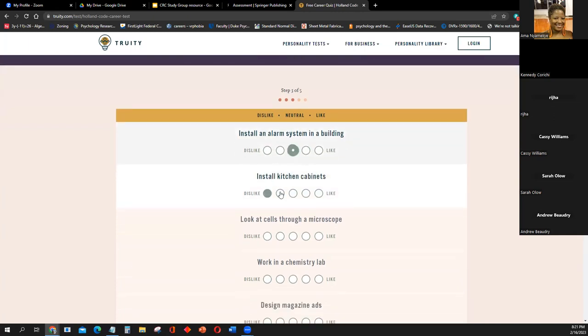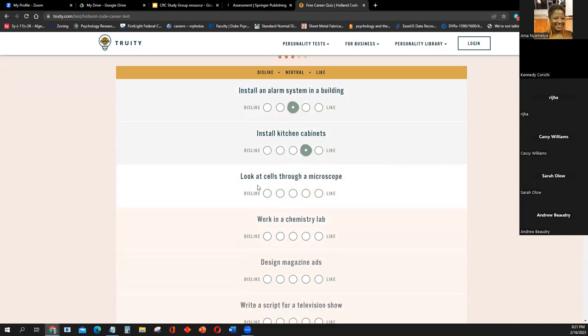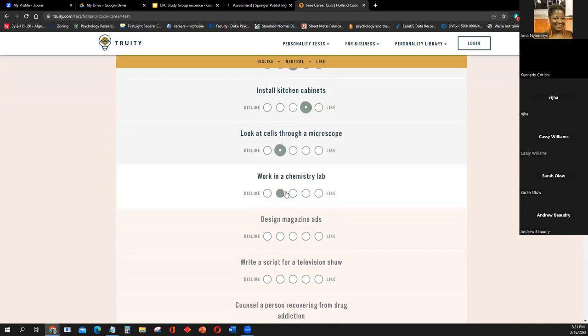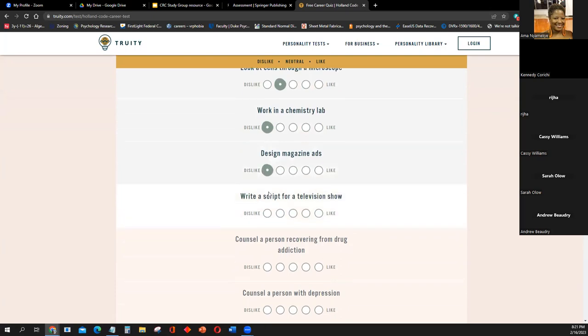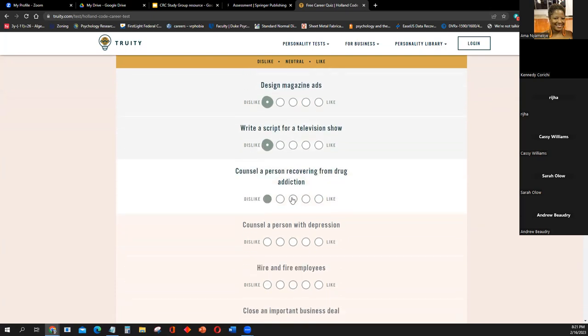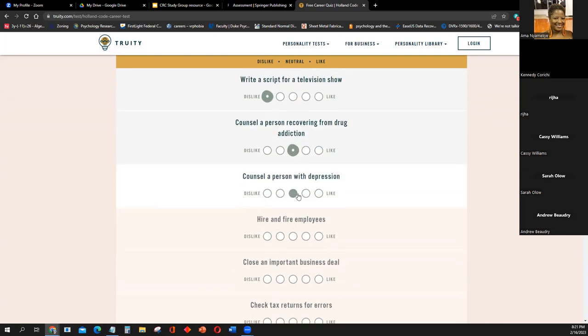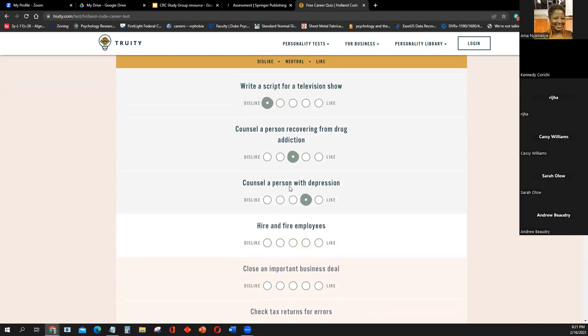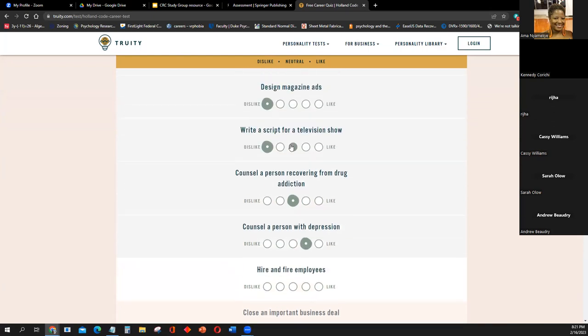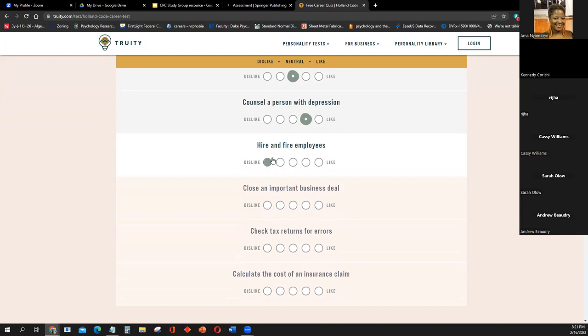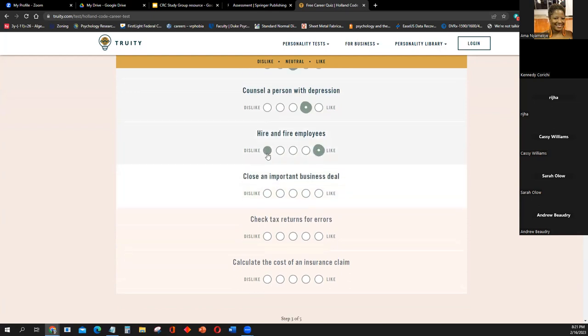Done it, but don't care for it. Like Design Magazine, that's kind of like the artistic personality type. Are you selecting things that you really believe?